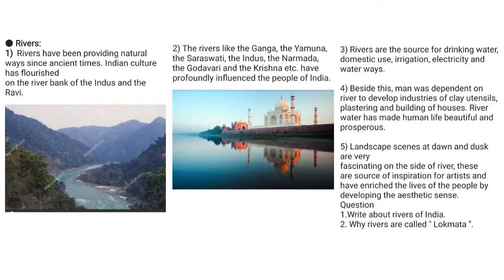In this slide, we are going to discuss the rivers. Rivers have been providing natural waterways since ancient times. Indian culture has flourished on the river banks of the Indus and the Ravi. So rivers are also part of the natural heritage, and we all know that the Indus Valley civilization developed on the banks of the rivers Sindhu, Indus and Ravi. Now see the second point: the rivers like the Ganga, Yamuna, Saraswati, Indus, Narmada, the Godavari and the Krishna. These are the different rivers which are there in India. We all know this.